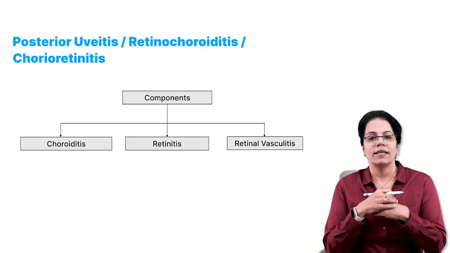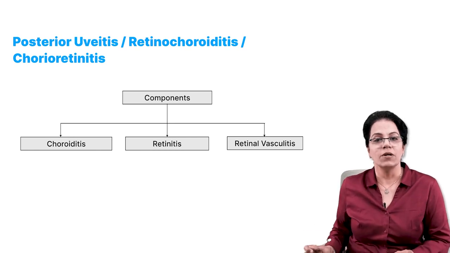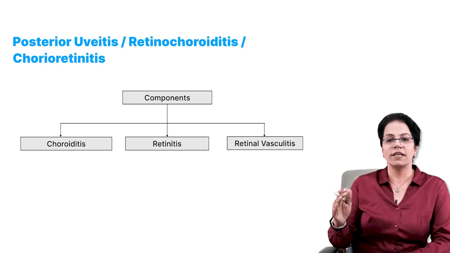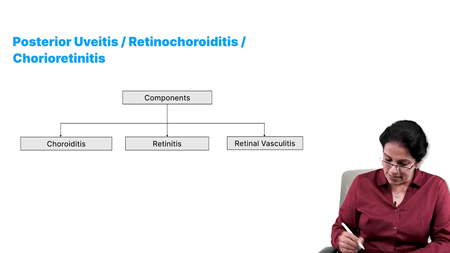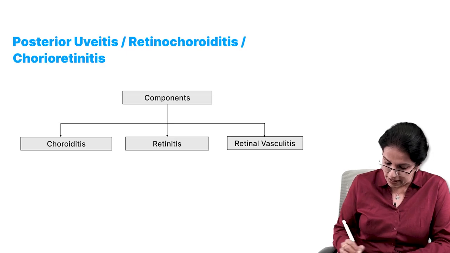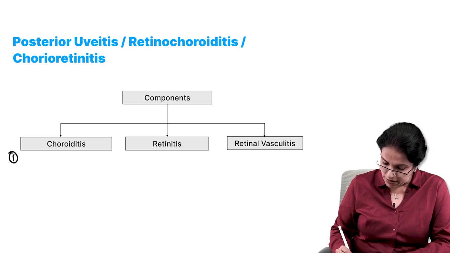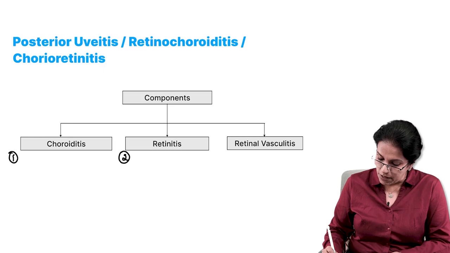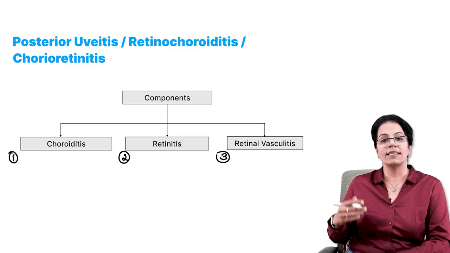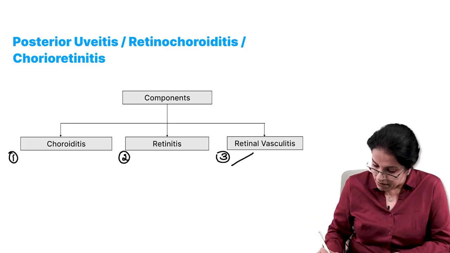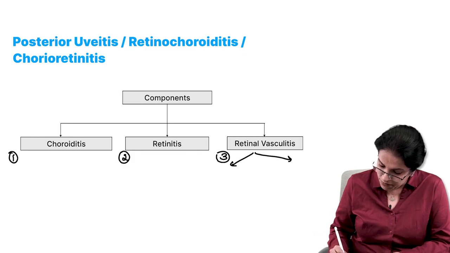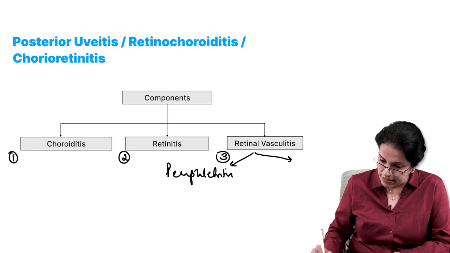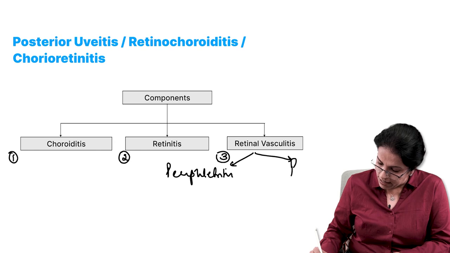Okay. Let's talk about posterior uveitis now. So, when there is posterior uveitis, what did we learn? It is not only choroiditis, but it is going to involve, number 1, choroiditis. There can be retinal involvement leading to retinitis, and of course, blood vessels are involved, both artery and vein, causing vasculitis. So, when there is an arteritis, or there can be periphlebitis. When there is a vein inflammation, what do we call it? We call it periphlebitis. So, either there is a periphlebitis or there is periarteritis, you can say.